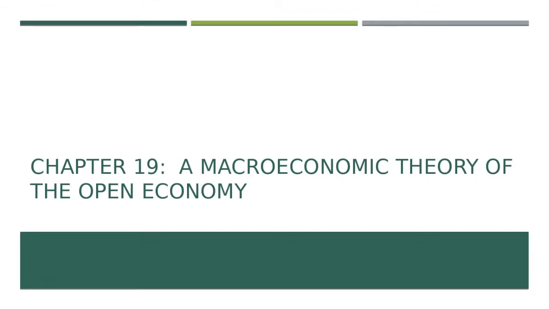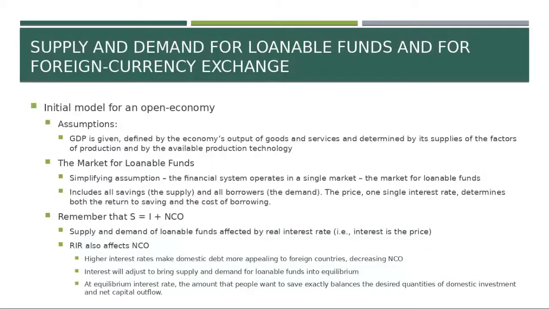Now we're going to take these tools and we're going to develop them into a more cohesive macroeconomic theory of the open economy. And basically what we're going to do is we're going to structure how supply and demand for financial goods and assets ultimately interact in a global economy and influence an economy's overall health. Now, supply and demand for loanable funds and for foreign currency exchange.